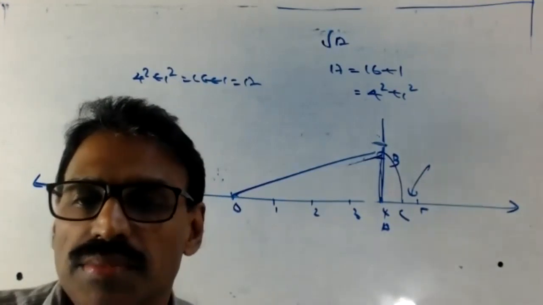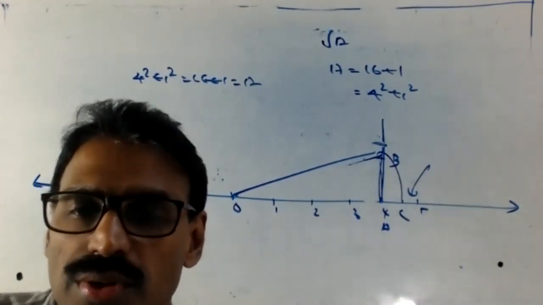But now, irrational numbers on the number line. Irrational numbers only there, no.